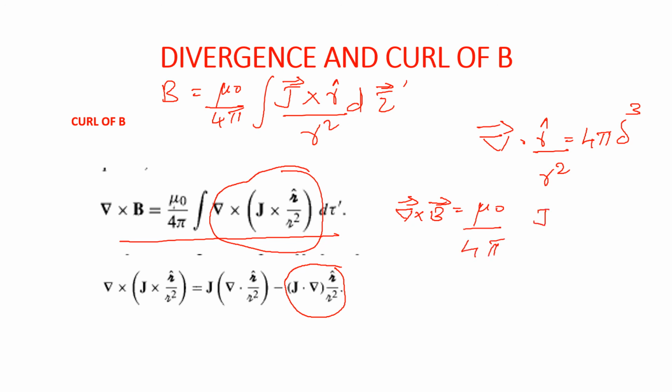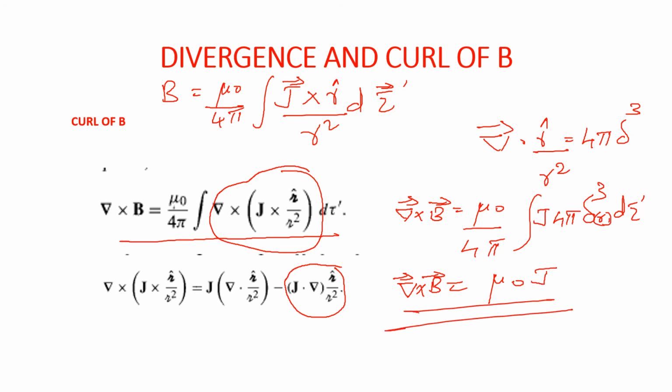So by applying that we get del cross B equal to mu 0 divided by 4 pi integral J 4 pi delta cube of r d tau dash. This gives mu 0 times J, because the delta function integrates to 1 over the volume. So del cross B equal to mu 0 times J. This gives the expression for curl of magnetic field.